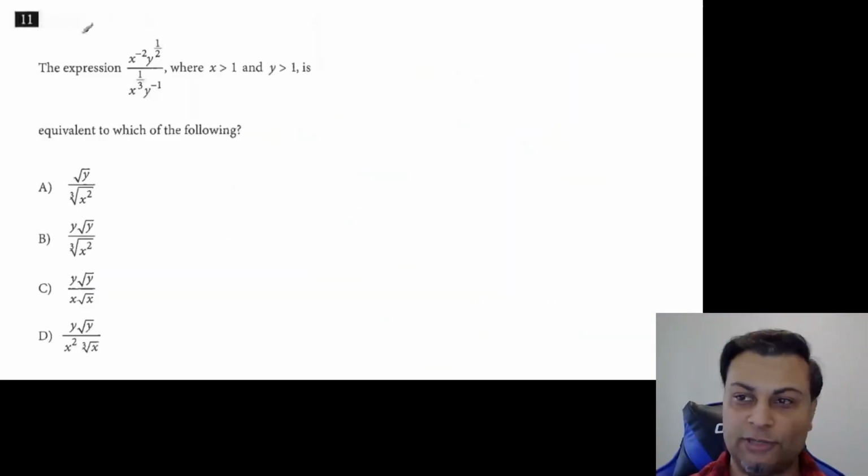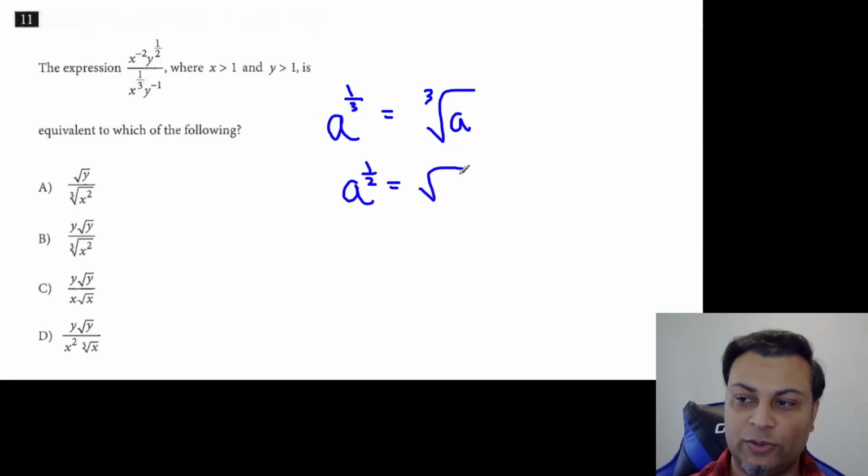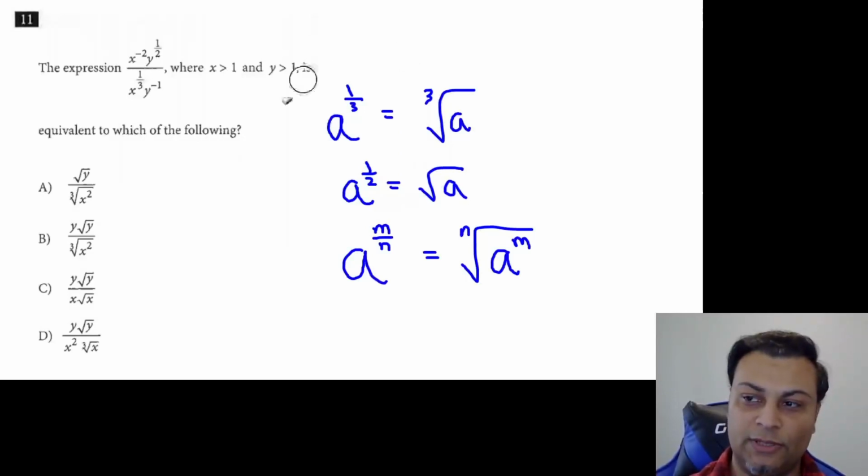Okay, question 11. The expression all this, where both are more than 1, is equivalent to which of the following choices? Okay, there's an exponent of half here and 1/3, and so let's look at what those look like. If you have any number a to the 1/3, that's the cube root of a. And if you have any number to the 1/2, that's the square root of a. And in general, if you have a number raised to a fractional exponent of m over n, that is the nth root of a to the m. Okay, and that's going to come in handy when we rewrite these in radical form.